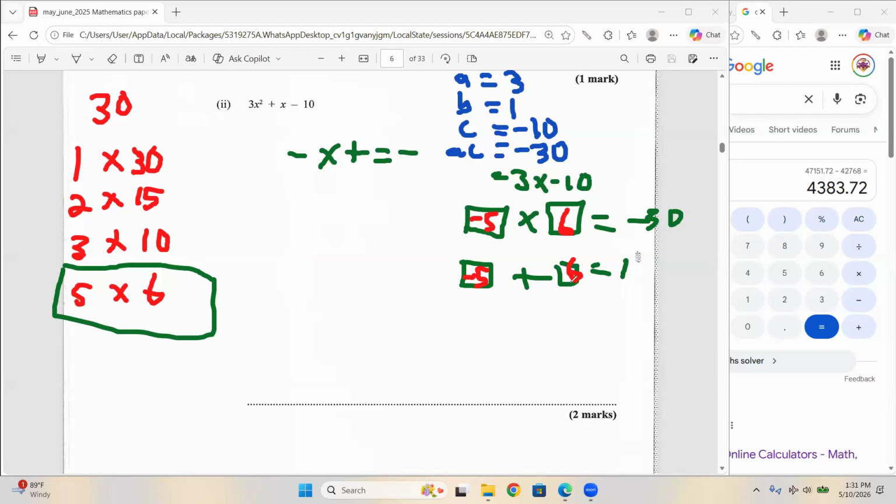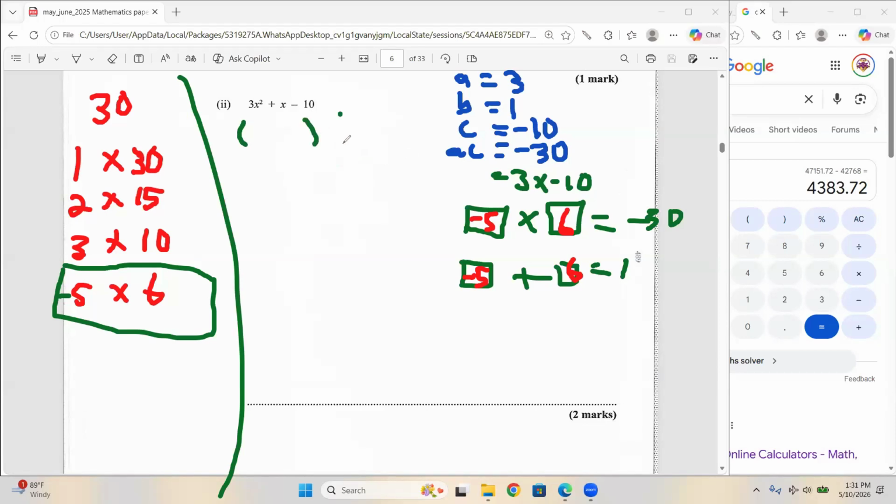Okay, so 6 take away 5 is 1, and because 6 is positive, 1 is going to be positive. So yes, the correct pair is -5, positive 6. So I hope that's clear. So continuing then, we open some brackets here.